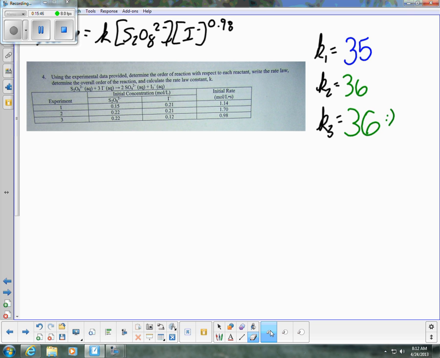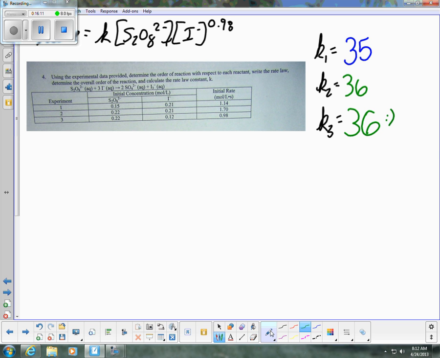Okay? All right, so 2 of them are the same, 1 of them is different. But they're within the sig figs, because what does sig figs tell us? That last number can be off by 1. So we're good. It doesn't matter what experiment you choose to do, you'll get what you need. Okay, we're going to go with 36 as our K.